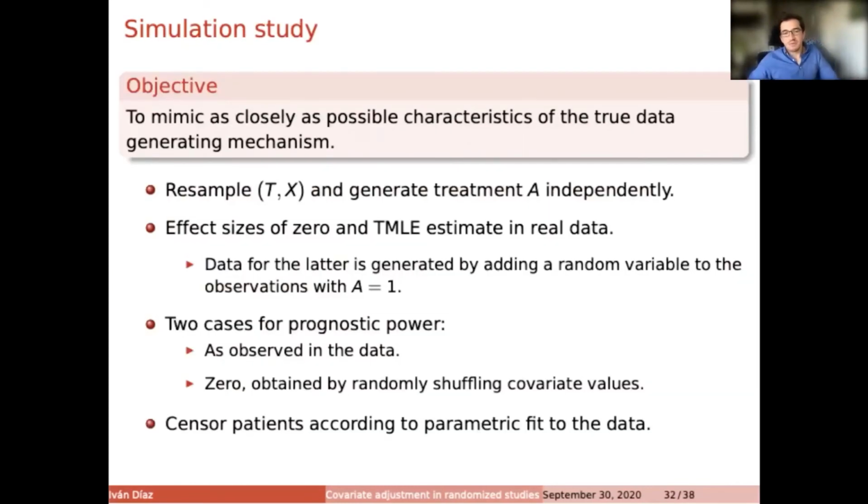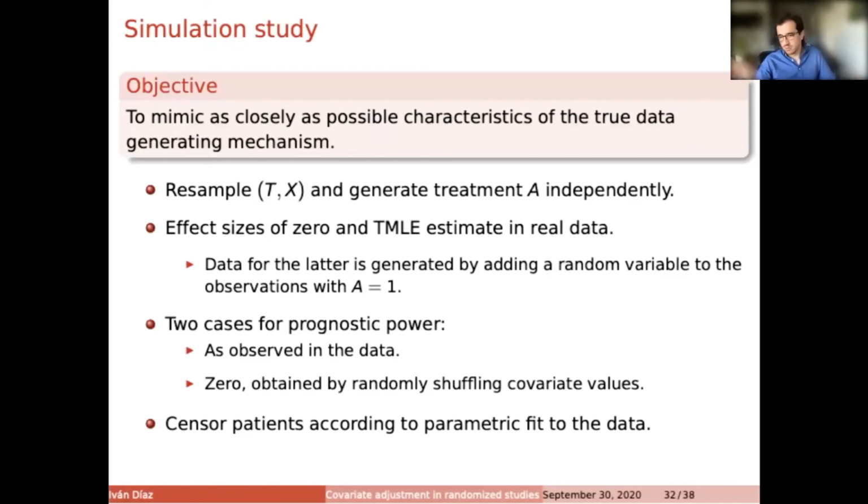As I said before, I'm briefly describing how the simulation happened. Our objective was to mimic as closely as possible the characteristics of the true data generating mechanisms. The way we did that was by resampling pairs of time to event and covariates X, like a bootstrap sample. We resampled T and X and randomly generated A independently, so the treatment variable is generated randomly. In these simulations, we used effect sizes of 0 and an effect size equal to the TMLE estimate in the real data. Data for the positive effect case was generated by adding a random variable to the observations that were treated.